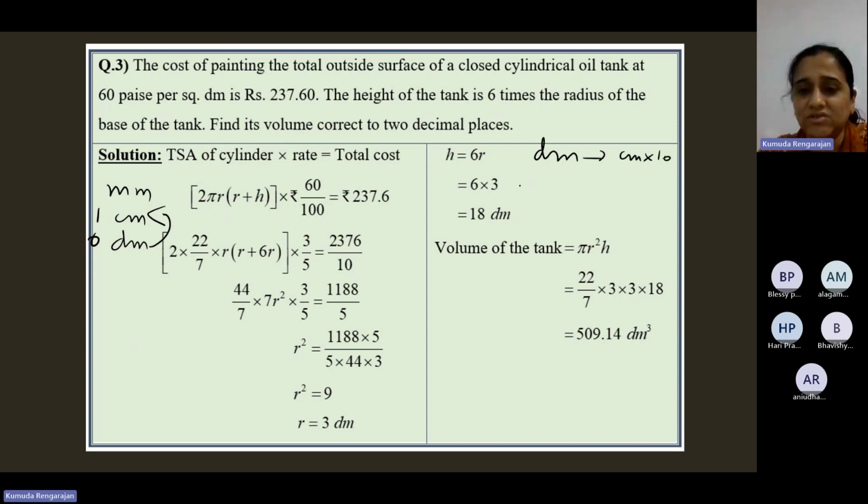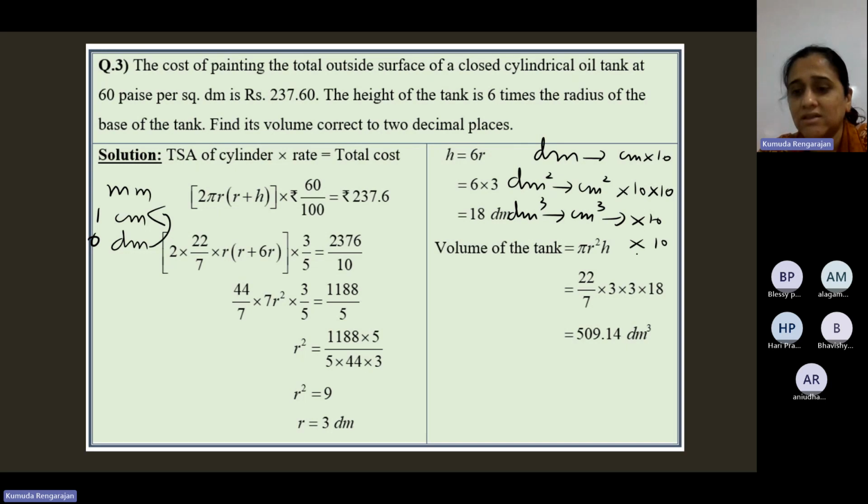When you're converting decimeter square to centimeter square, do that 2 times. Into 10, you should do 2 times. That is into 100. And when you're converting decimeter cubed to centimeter cubed, do multiply by 10 3 times. That means you should multiply by 1000. Decimeter to centimeter, into 10. Decimeter square to centimeter square, you should do 2 times: 10, 10, 2 times. So 100.